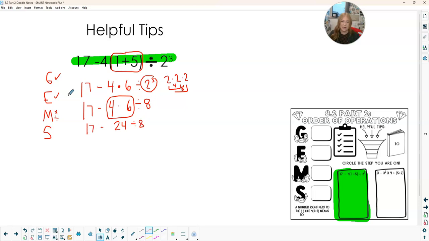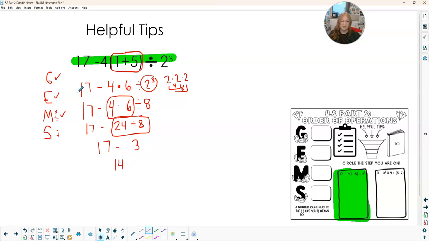So you can see we're getting smaller. We're funneling in. So we're still on multiply and divide. Here's subtract. Oh, here's a divide. So now we come here. 24 divided by 8 is 3. Bring everything else down. We're done with M. All we have left is the S. Subtract and add. And 17 minus 3 is 14.